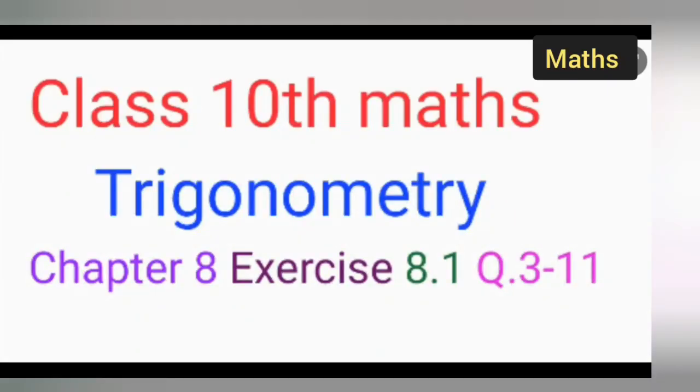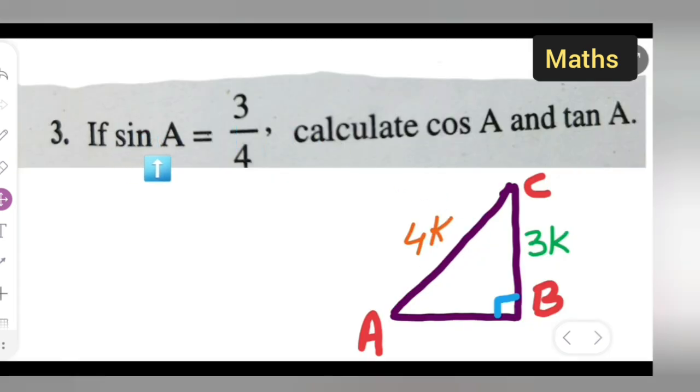Today's question is taken from class 10 mathematics, trigonometry, chapter 8, exercise 8.1. I will be solving questions 3 to 11, all of them. So let me start. Take down today's question: if sin A is equal to 3 upon 4, calculate cos A and tan A.